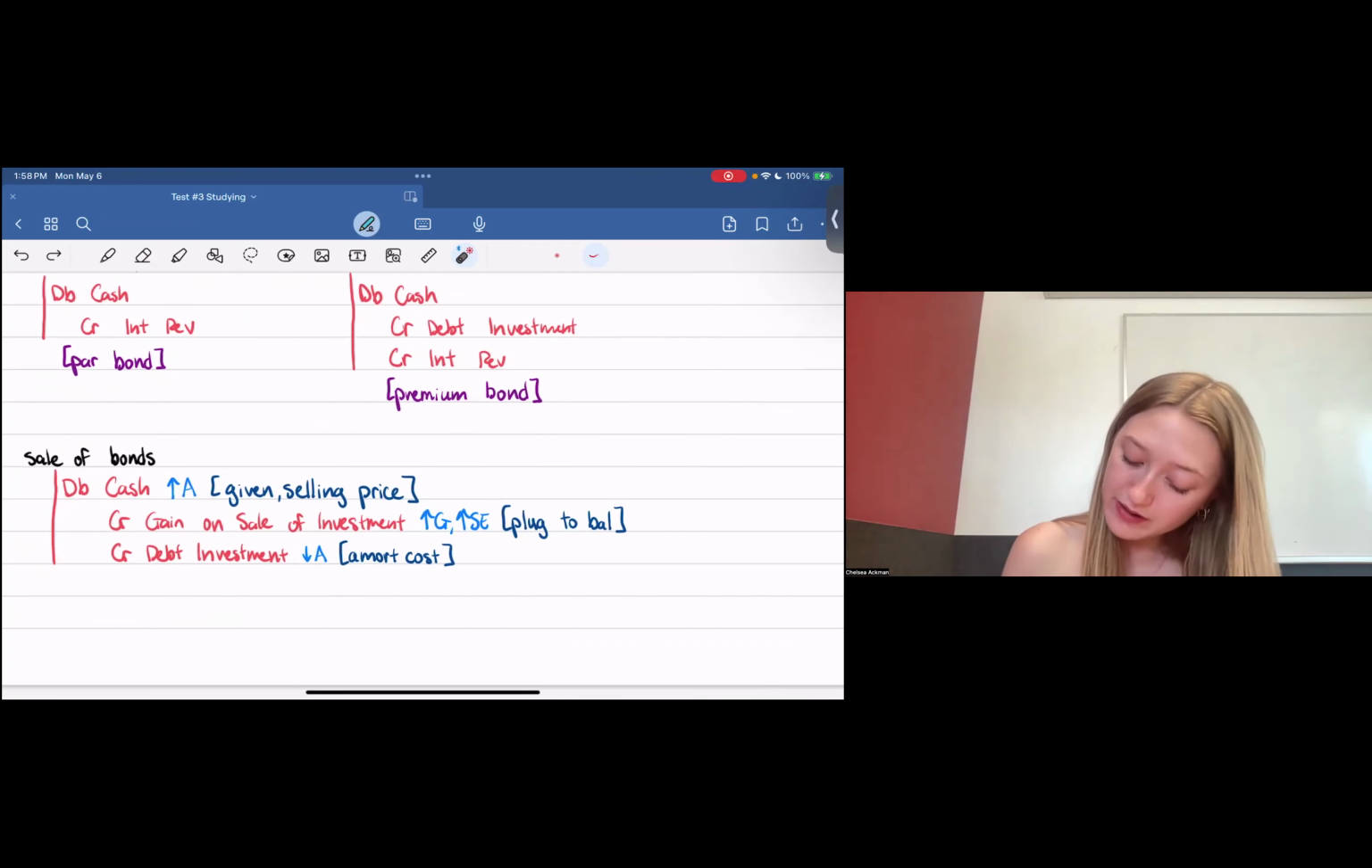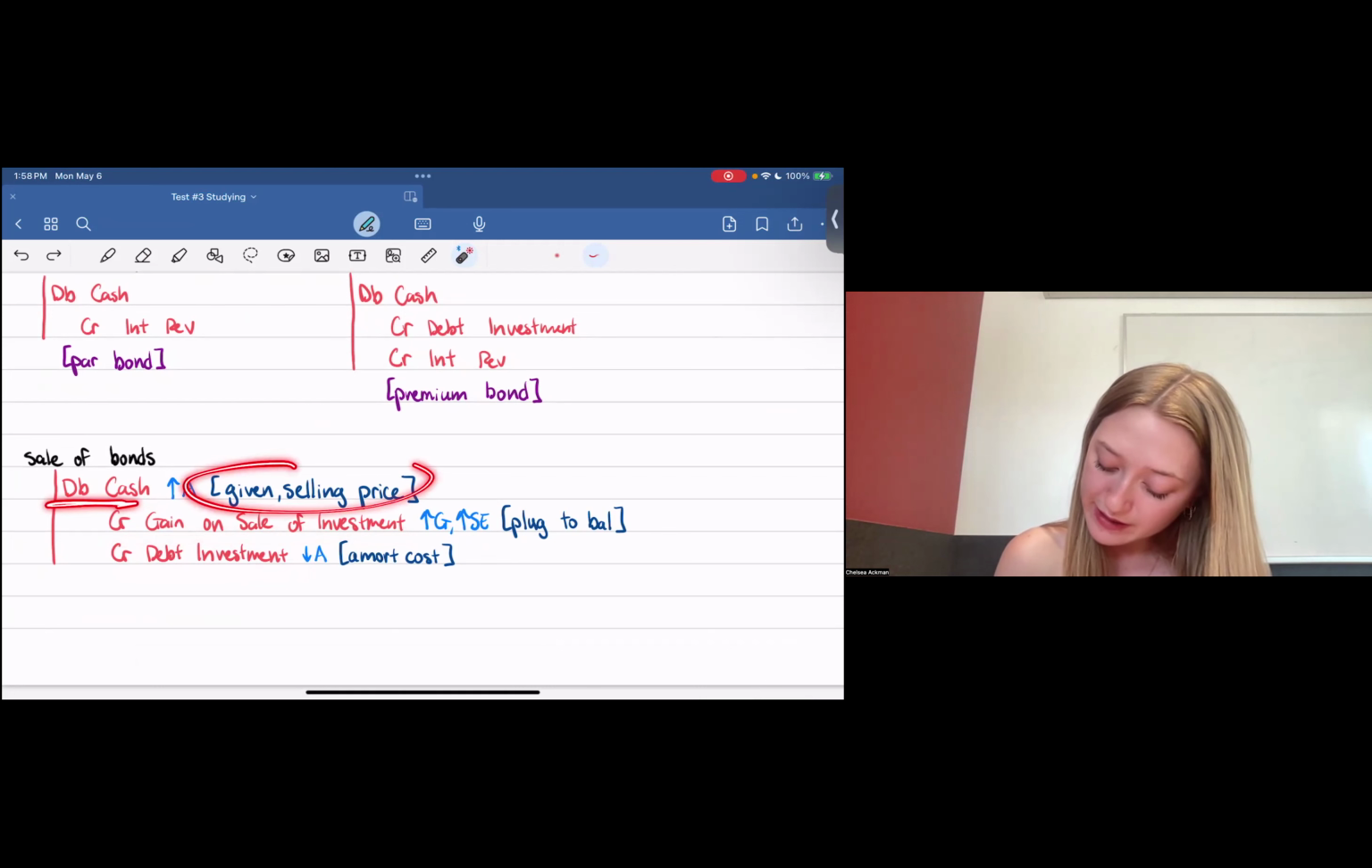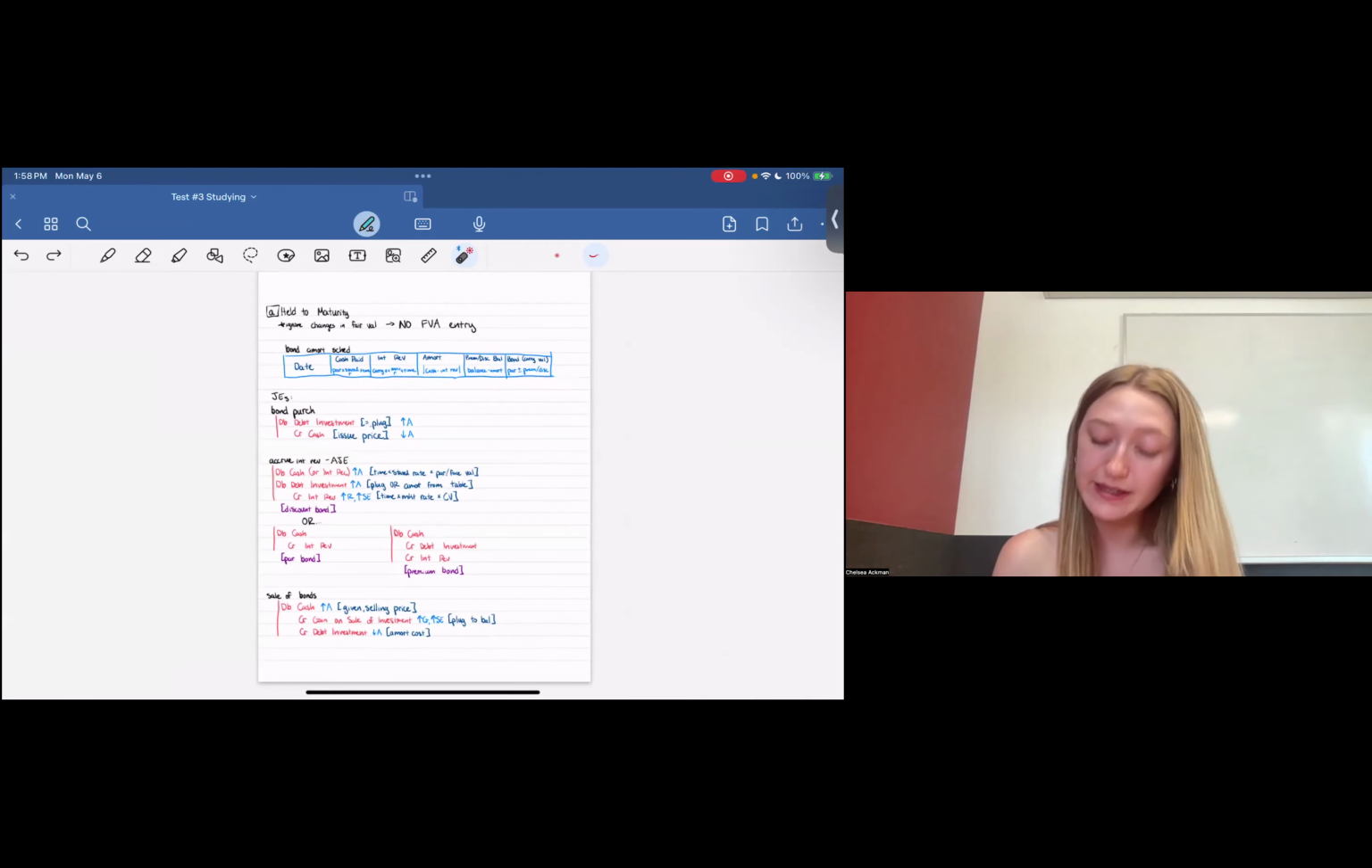And then to sell your bonds, you debit cash, credit the gain on the sale of investment, and credit your debt investment. The debit to cash is the selling price that's given. Your credit to debt investment is that amortized cost, and then you plug to find the gain on sale.